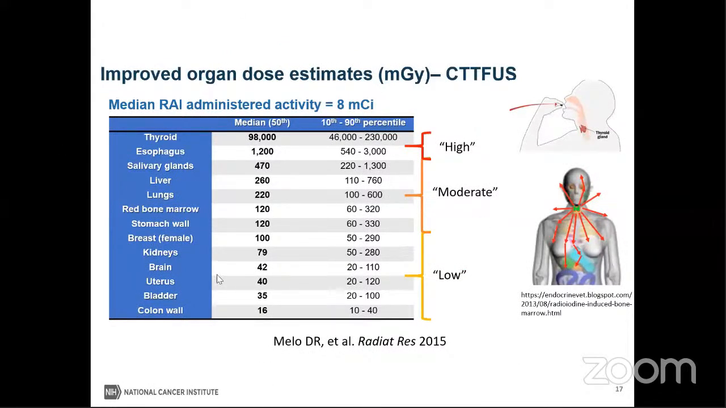So I'm showing here in this table the range of organ tissue doses following radioactive iodine therapy for hyperthyroidism in this cohort. So as you can see, the thyroid receives a very high dose. Obviously, this is the target of the therapy, median of about 98,000 milligray or 98 gray for a median administered activity of only 8 millicurie. And although this is the target of the therapy, other nearby organs and tissues do receive some level of dose. The esophagus and salivary glands receiving a fairly sizable dose here. Also, you can see the liver, lungs, red bone marrow, stomach, breast, etc.